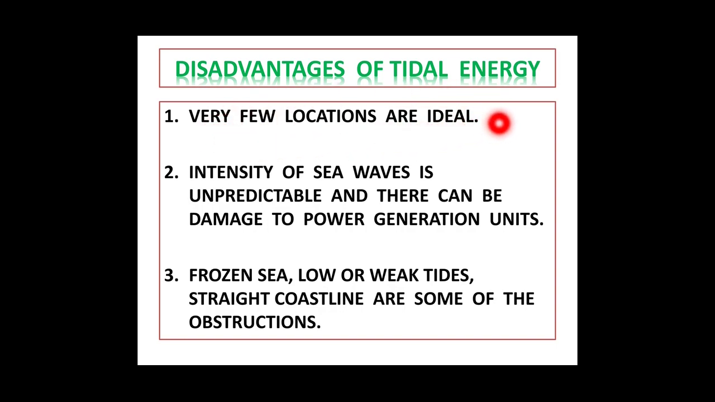Everywhere we cannot produce this kind of energy. Tidal energy cannot be harnessed everywhere. It requires an ideal condition. Intensity of sea waves is unpredictable, so they can even damage the power generation units which are set up under the water, below the surface level of the water. Then frozen sea, low or weak tide, straight coastline are some of the other obstructions and hurdles that can prevent effective harnessing of tidal energy.